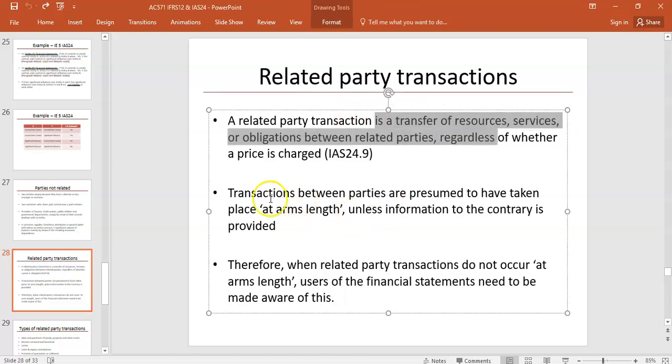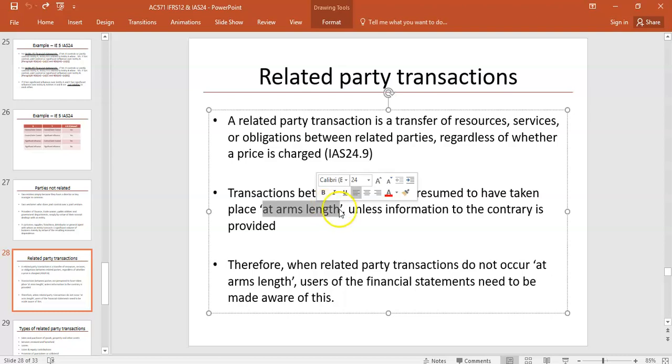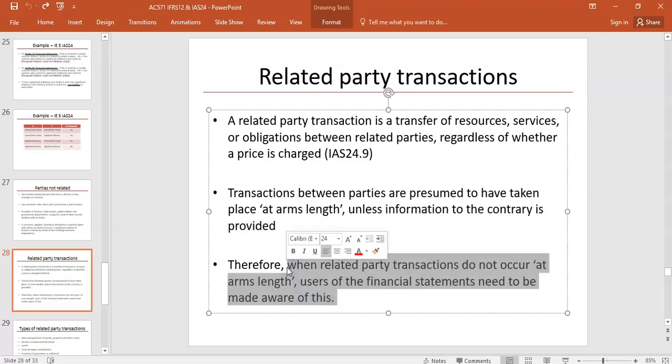And the assumption here, this is an important term, is that you're assuming the transactions occur at arm's length. That means you assume they occur at market value prices. So you're selling goods at their market value, you're selling or buying non-current assets at their market value. If they're not, it must be disclosed. Users of financial statements must be made aware when you're buying or selling assets at below market value or above market value with related parties, because otherwise your financial statements are going to be misleading.